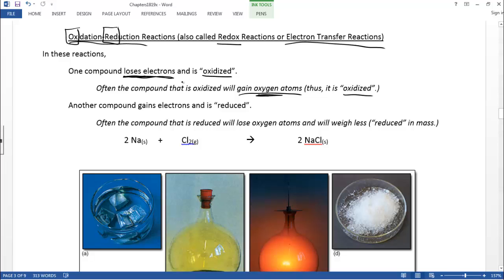If a compound's losing electrons, they have to go somewhere. They go to a different compound that picks them up, gains them, and then we say that that compound is reduced. Where did the origin of that name come from? Well, the first oxidation-reduction reactions involved metals that contain a lot of oxygen, and in the reaction you get rid of the oxygen atoms, and so now the materials weigh less, so they're reduced in mass.